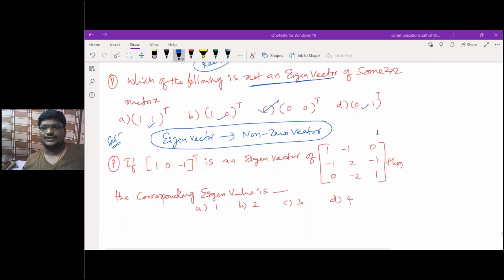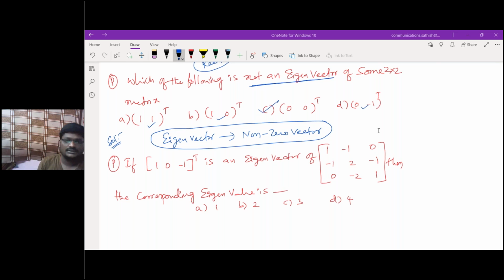Yeah. Next question. If (1, 0, -1) transpose is an eigenvector of the matrix [1 -1 0; -1 2 -1; 0 -2 1], then the corresponding eigenvalue is, they will ask you. How will you people solve this question? How will you solve this one?